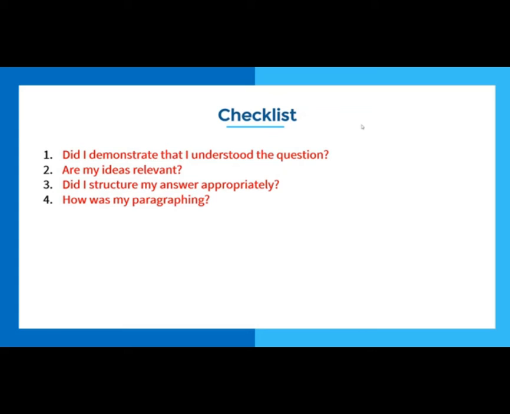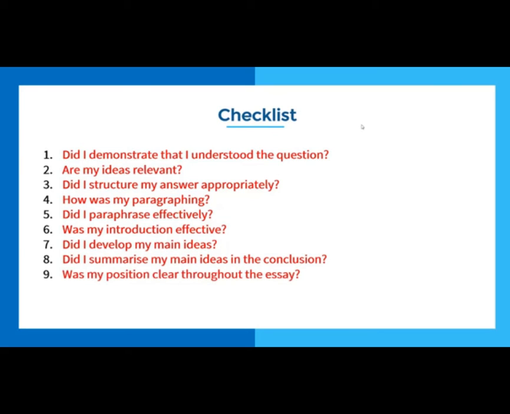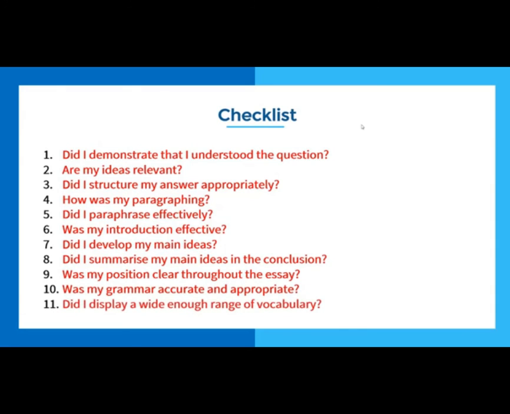How was my paragraphing? So did I have a clear introduction, clear main body paragraphs, and a clear conclusion? Did I paraphrase effectively? Was my introduction effective? Did I do the right things in my introduction? Did I develop my main ideas, topic sentences, explanations, examples? Did I summarize my main ideas in the conclusion? And was my position clear throughout the essay? You'd also be thinking about, was my grammar accurate and appropriate? And did I display a wide enough range of vocabulary? And was my vocabulary accurate? So let's now look at 10, 11, and 12.